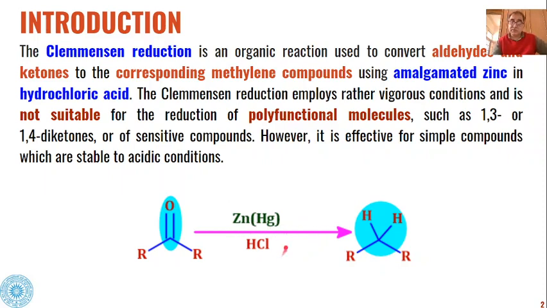The conditions involved in Clemmensen reduction are rather vigorous, and these cannot be used for reduction of poly-functional molecules such as 1,3 or 1,4 diketones or other types of sensitive compounds which have additional functional groups in addition to the carbonyl group. But this is very effective for simple aldehydes and ketones which are stable to acidic conditions.